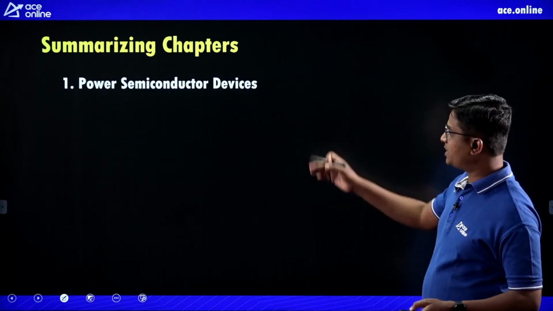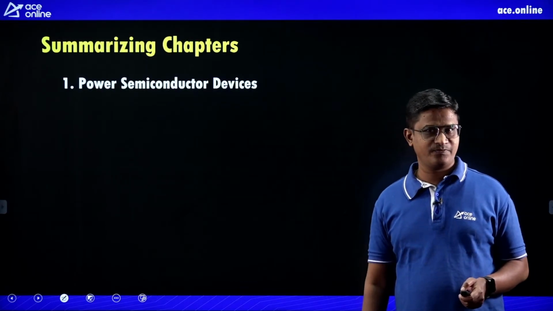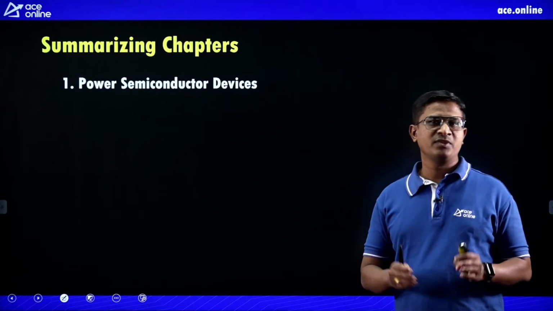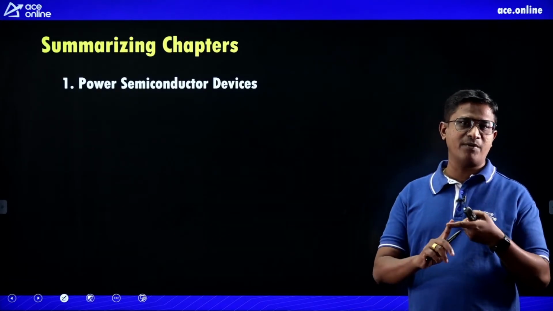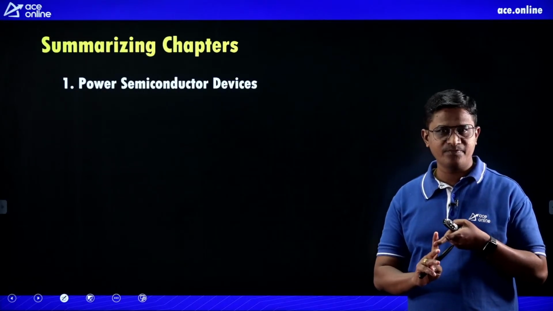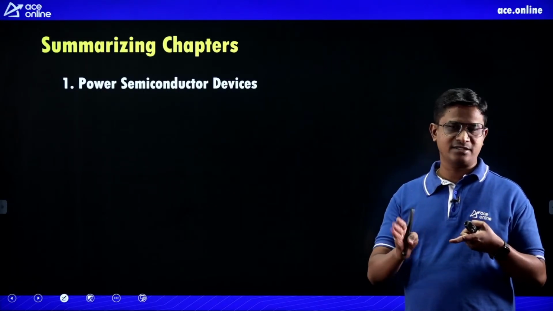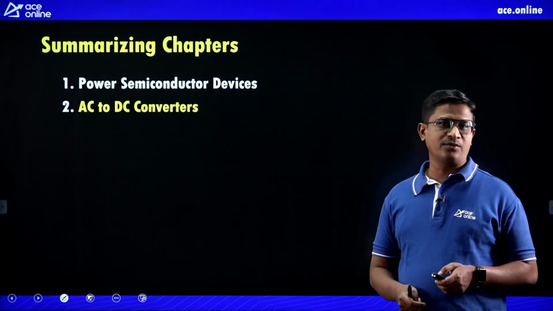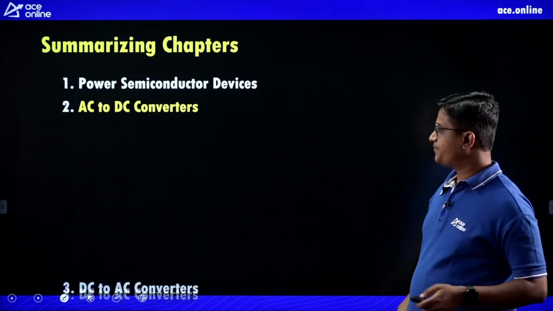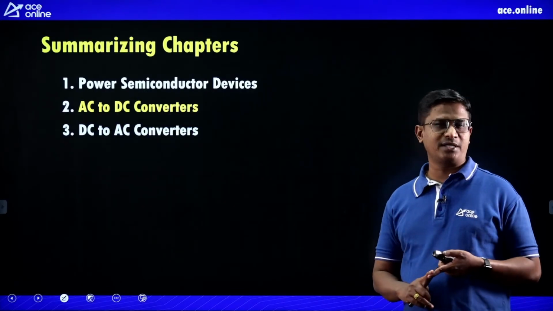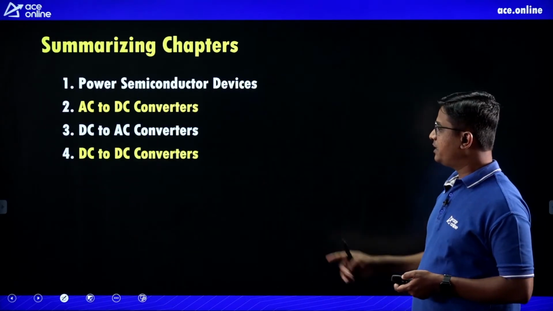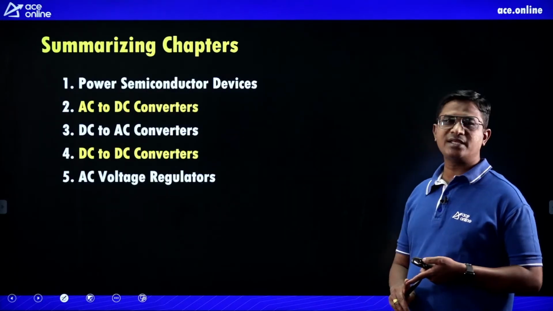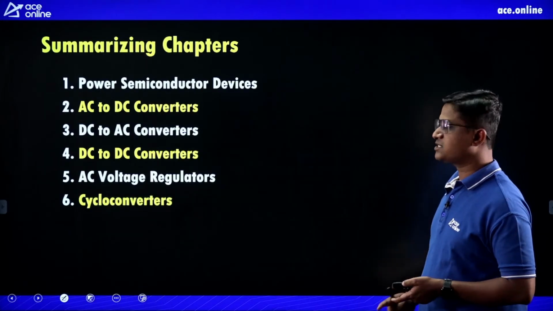First chapter is power semiconductor devices. In this chapter we generally study the different switching devices like power diode, power MOSFET, IGBT, GTO, TRIAC, etc. Next, AC to DC converters, that is the rectifiers. DC to AC converters, that is the inverter. DC to DC converters means chopper, and AC voltage regulator, and the last one is the cycloconverter.